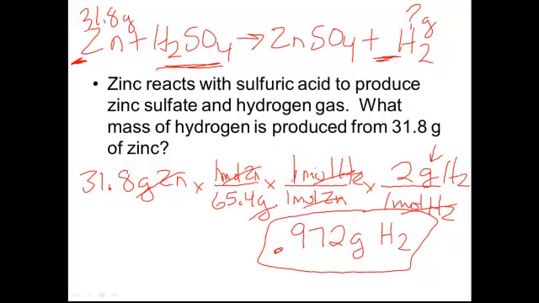It seems kind of weird. You've got over 30 grams of zinc, but of those 30 grams, you're only going to make less than a gram of hydrogen. So clearly, not very much hydrogen is being made. But part of that reason is because zinc is really, really heavy, whereas hydrogen is not. That's what really makes that big difference there.